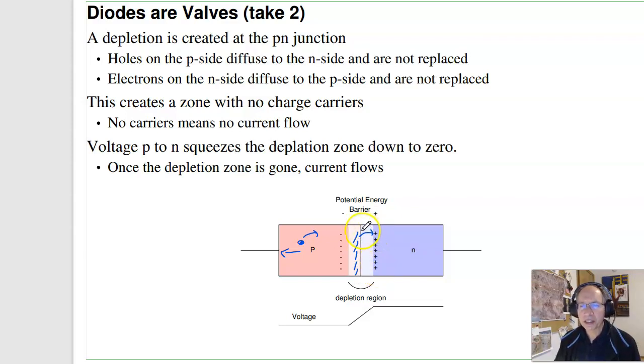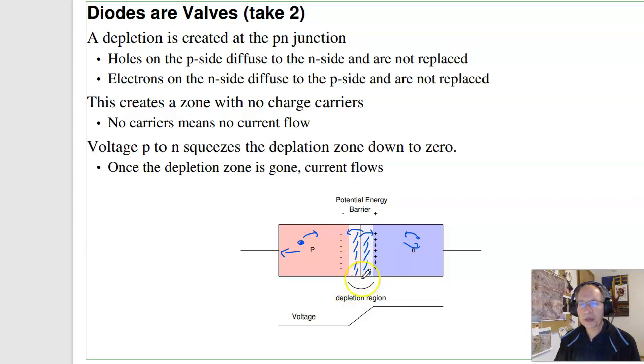Likewise for the electrons. In this region, some electrons go left, some go right, and they cancel out. That's equilibrium. Except at the p-n junction. Here some of the electrons go left, and there's nothing to replace them. So you wind up with a bunch of electrons on the left, and all these electrons are swept away.